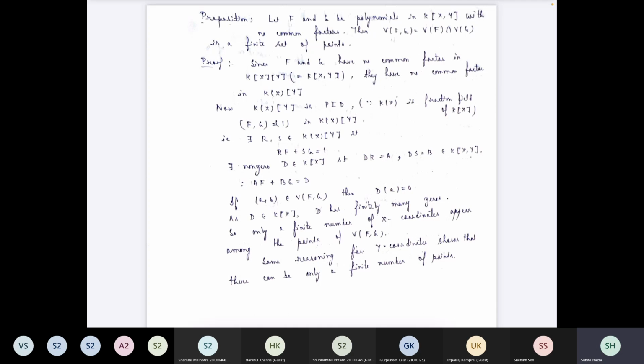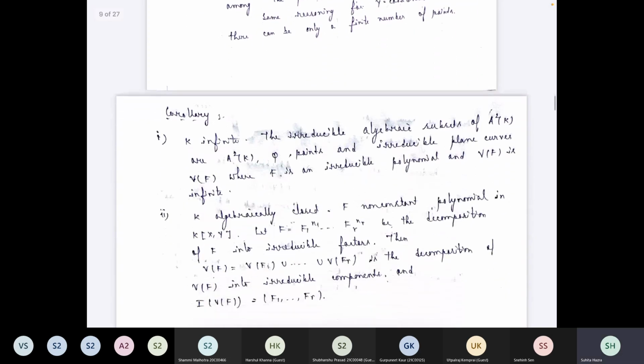Similar reasoning goes for the y coordinates also. So we have a finite number of x coordinates and a finite number of y coordinates occurring among the points of V(f,g). So the points of V(f,g) must be finite. So the theorem is complete.